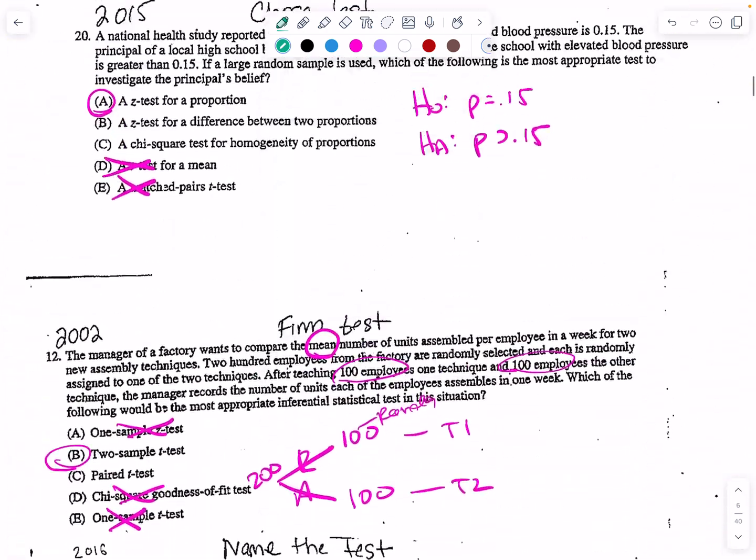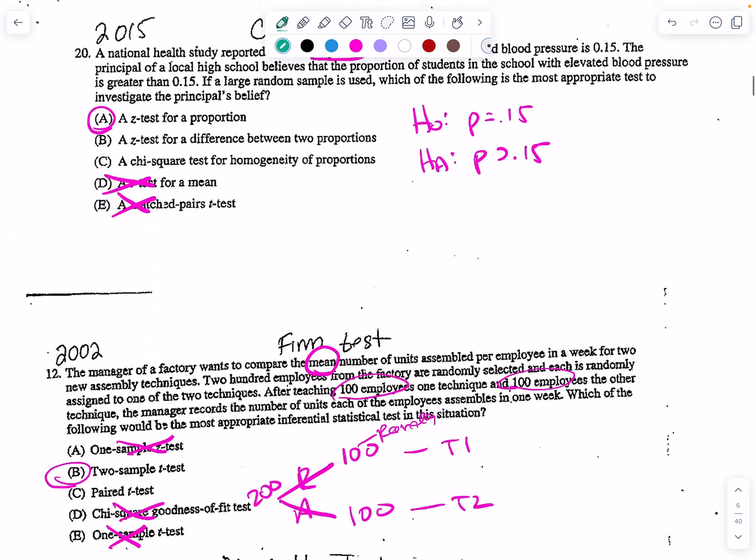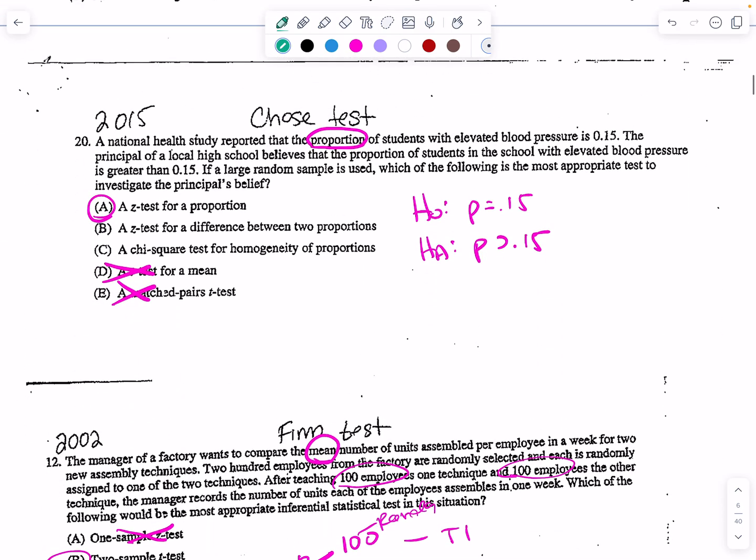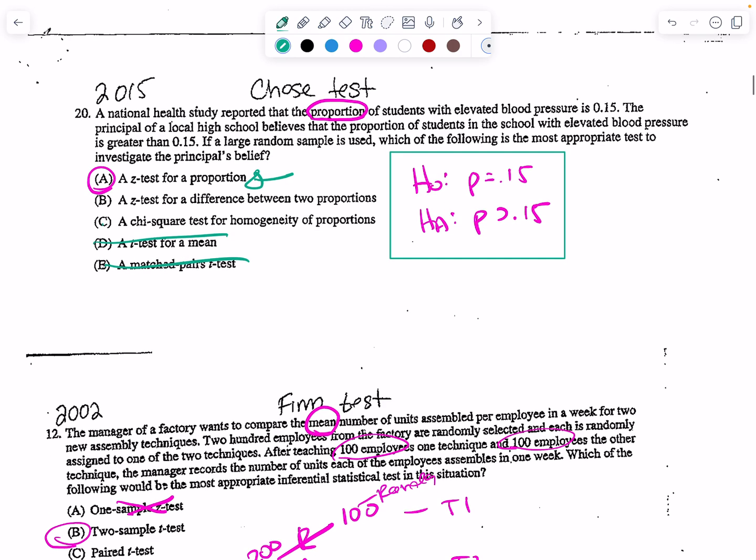Okay, sorry, I think I missed some. I did. Okay, so for number 20, again, I can get rid of everything that is not proportion related. But then I noticed it's very similar to, like, I would write H0: p is equal to 0.15, Ha: p is greater than 0.15. And so this lines up to one proportion comparing to the population.